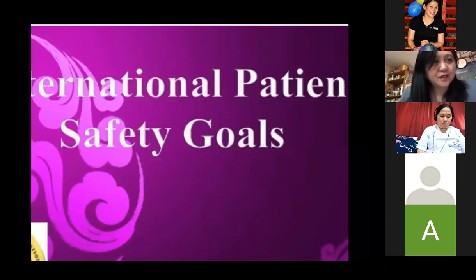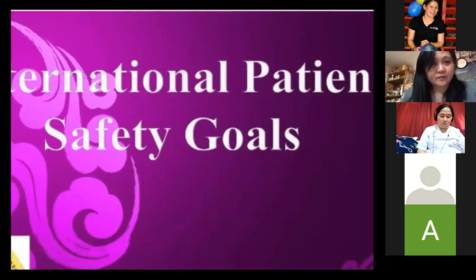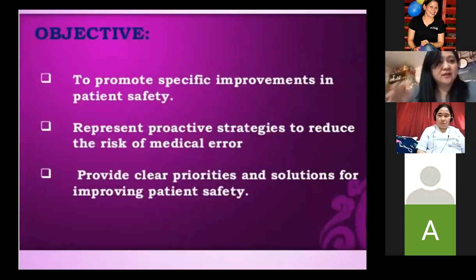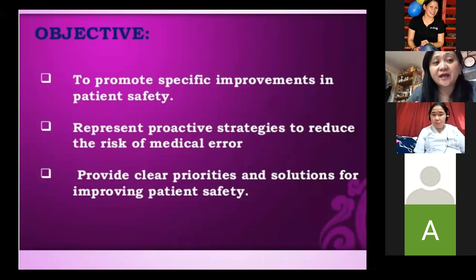Like for example, this patient safety goal. Now, the main objective here for the patient safety goal is to promote specific improvements for patient safety. We have to represent proactive strategies to reduce the risk of medical error.